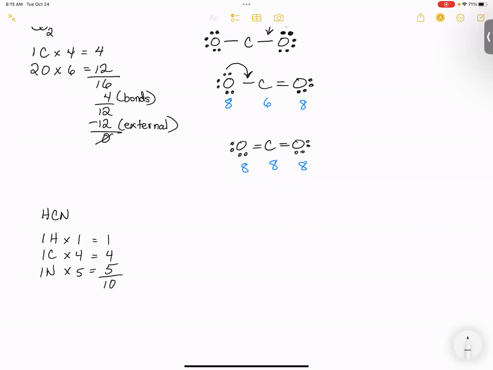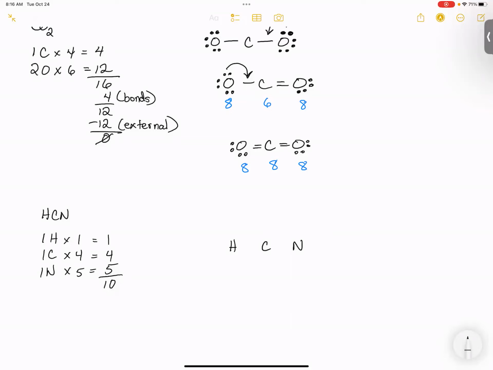The next thing we do is we draw our skeletal structure. Again, when drawing the skeletal structure, typically the first element listed is your central atom, unless that element is hydrogen. Hydrogen will never be the central atom. The other thing is carbon will always be the central atom. Carbon loves to be the center of attention. So the carbon is going to be the central atom around which we're going to surround it with a hydrogen and a nitrogen.